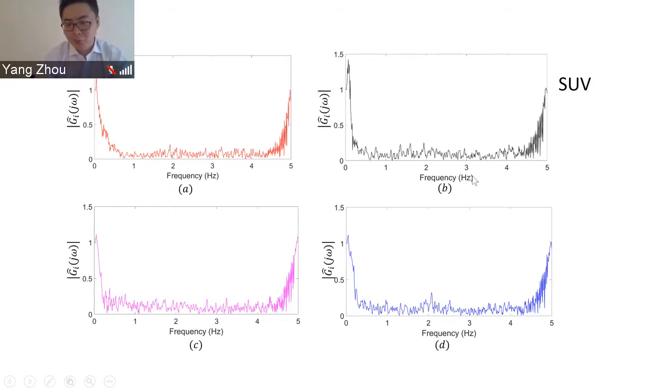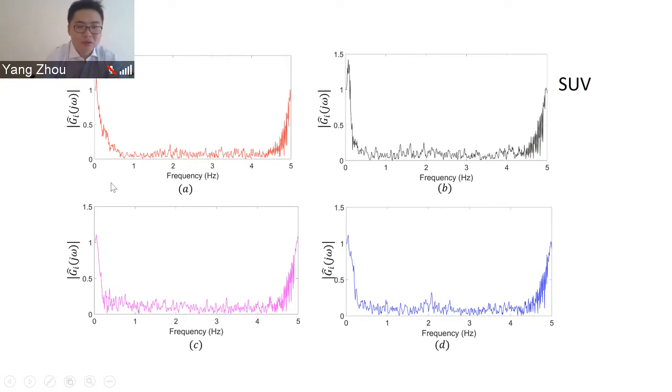Especially there's one, an SUV, that tends to amplify the oscillations in a greater manner, and the amplification ratio can reach 1.4, which is consistent with our intuition: the SUV can further amplify the traffic oscillations. And we can also find that, compared with a linear one, they also have some string instabilities over a relatively high frequency range.